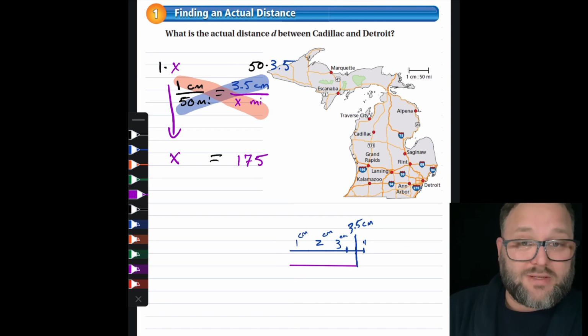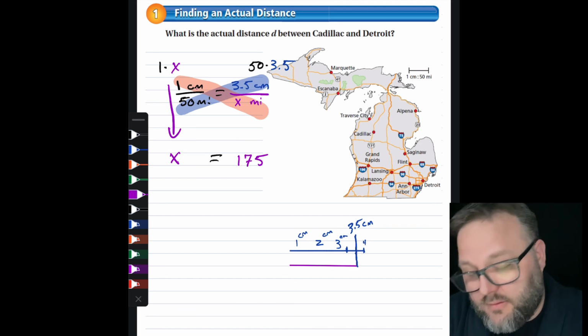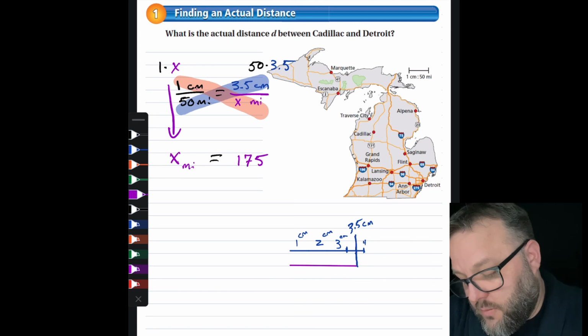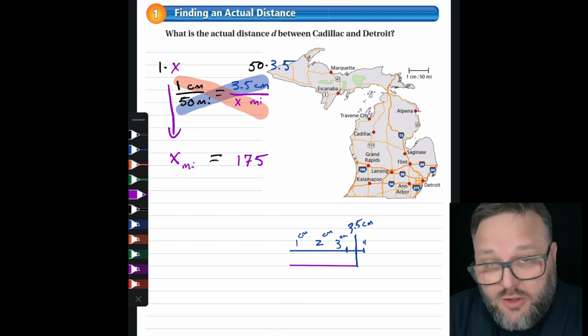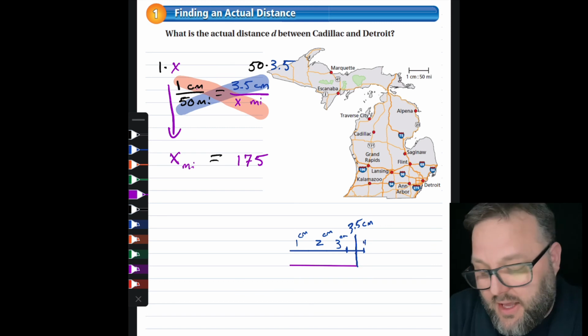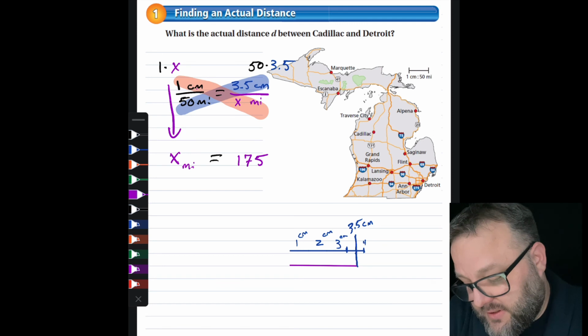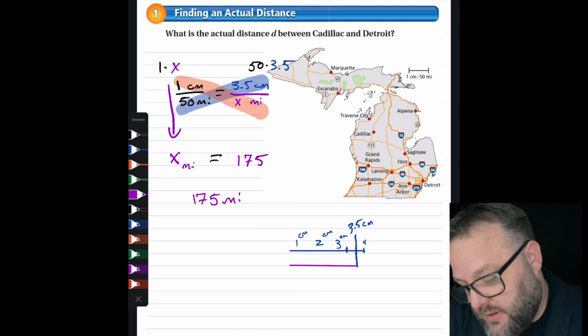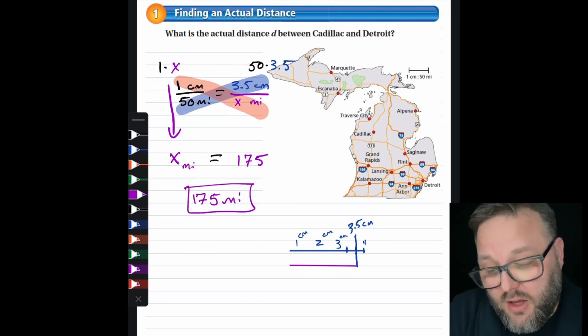So something else happened here. When I multiplied centimeters and miles, this stayed miles. When I multiplied miles and centimeters over here, because I knew both of them, I'm not keeping it. Okay, remember, X is X number of miles. So this is 175 miles, and I'd have my answer that Cadillac is 175 miles from Detroit.